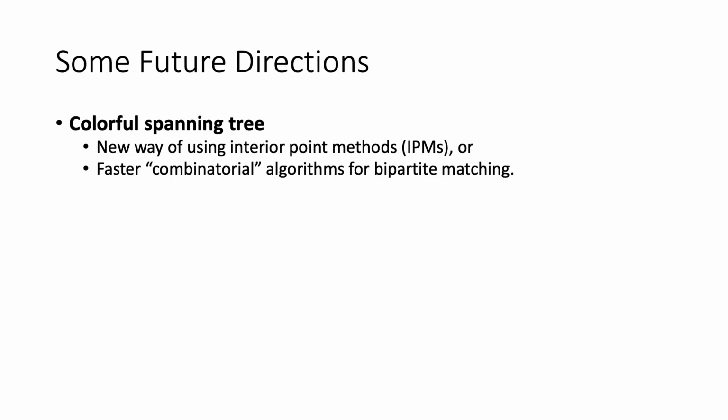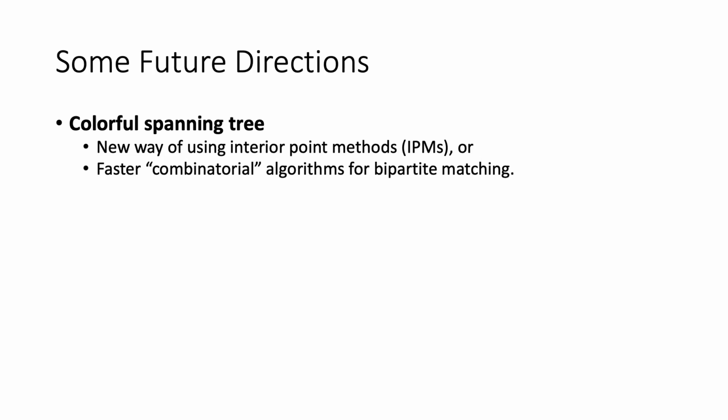Okay, so finally, let me mention some interesting future directions. So the first one is maybe we can look more closely into this colorful spanning tree problem and try to get a fast algorithm for it. And this problem on its own may seem like a toy problem, but it is actually interesting in some sense. So it generalizes the bipartite matching problem.